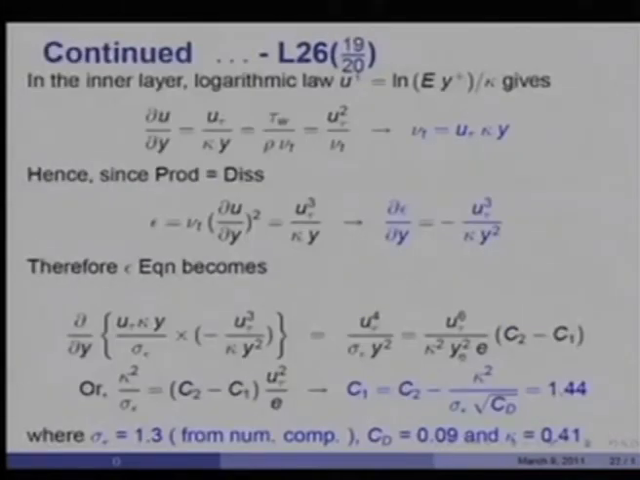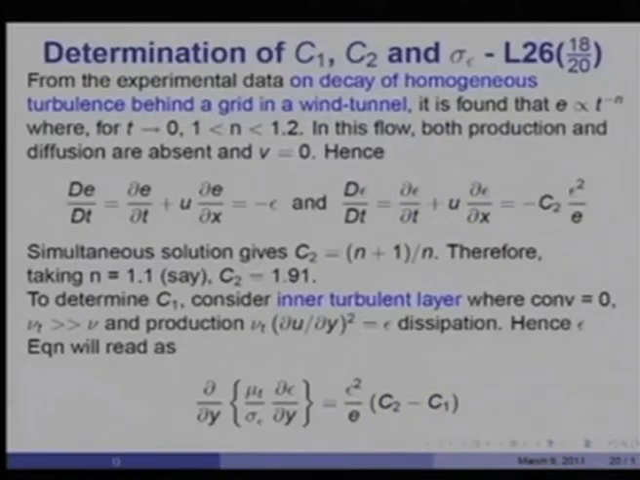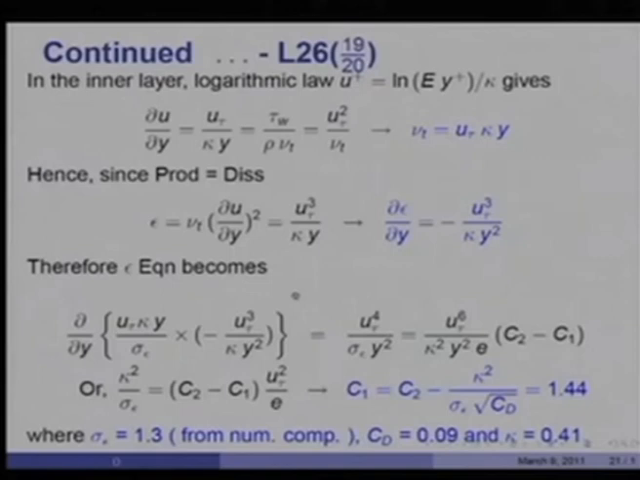So, with this we conclude how C1 and C2 are determined. Remember, we had said C2 was equal to 1.91, and therefore, C1 can now be determined from this, and it turns out to be about 1.44.